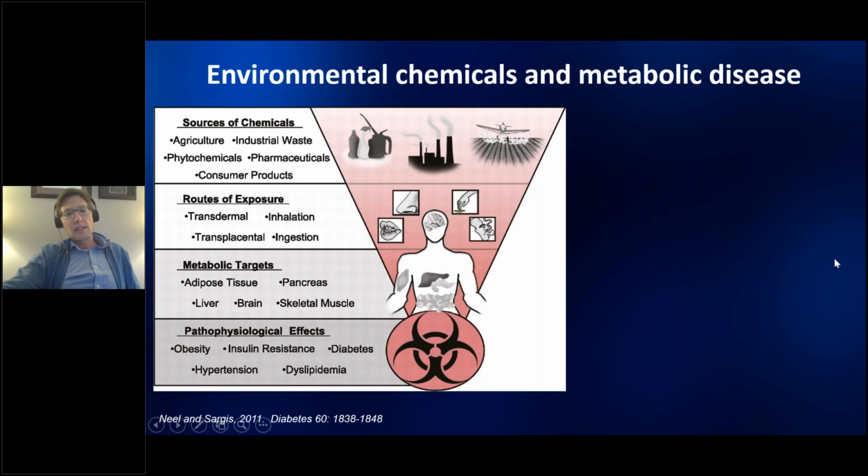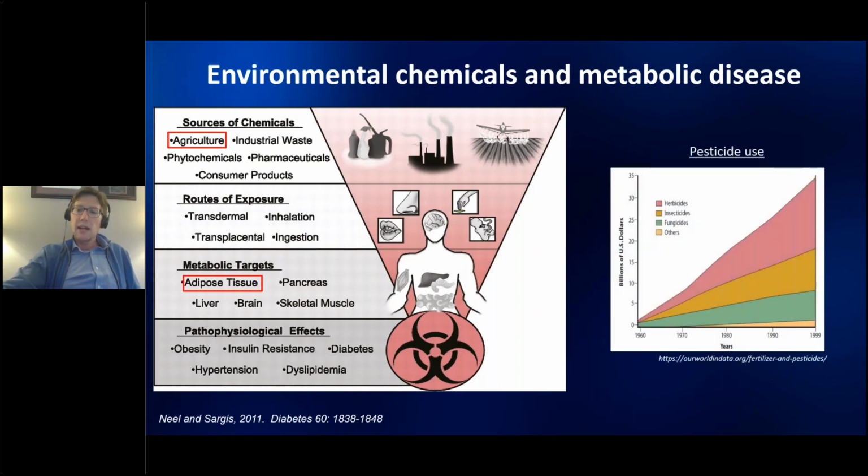And there's a growing body of evidence to suggest that environmental chemicals we are exposed to through the air, through the water, and through the food may have an impact on our metabolism. In particular, there's growing evidence appreciating the role of agricultural production processes and how these influence adipose tissue. Pesticide use has increased dramatically over the last several decades, and many of these pesticides may accumulate in adipose tissue given their lipophilic nature.